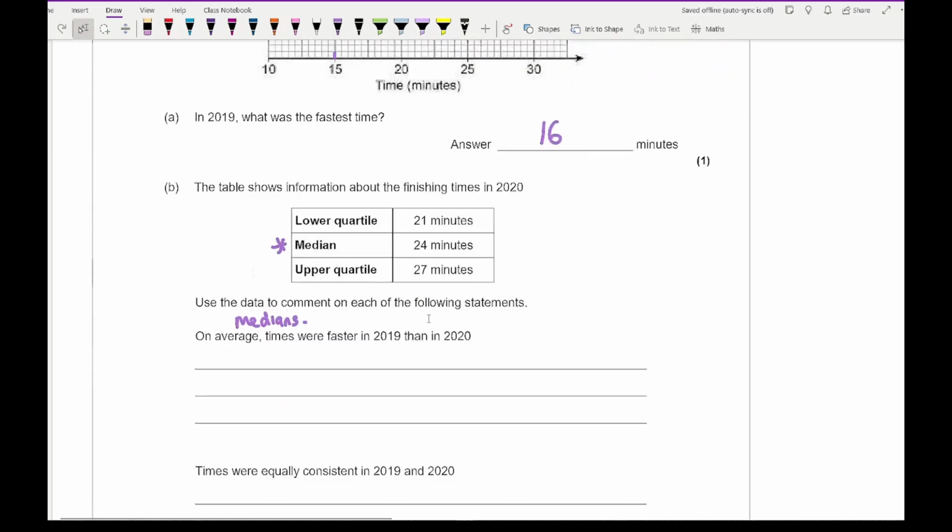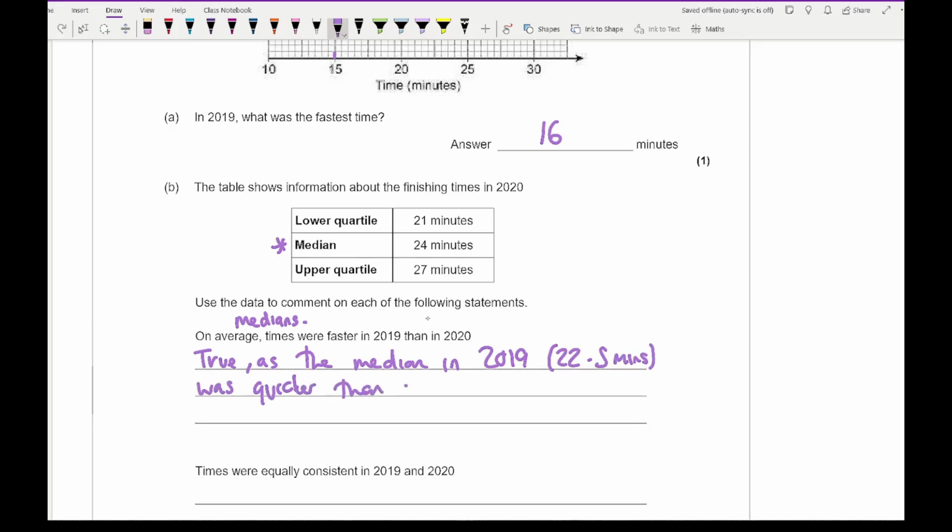Now as you can see, we've got a smaller median in 2019, so I need to write something along the lines of, and the question is asking, on average, we need to comment on each of the following statements. So on average, times were faster in 2019 than 2020. Well, this is going to be true, as the median in 2019, which I'm just going to quote, is 22.5 minutes, was smaller, or should I say was quicker, than in 2020, and again I'm just going to quote that value of 24 minutes.